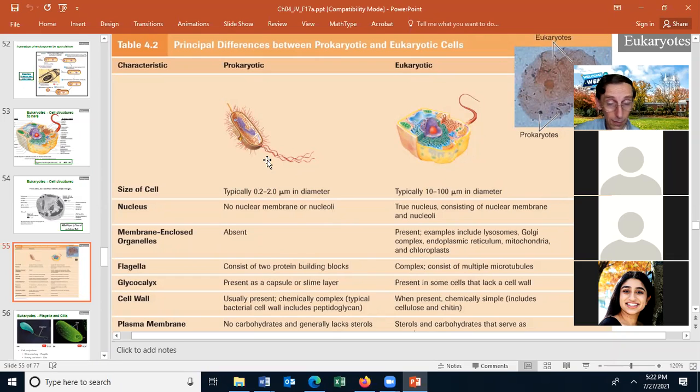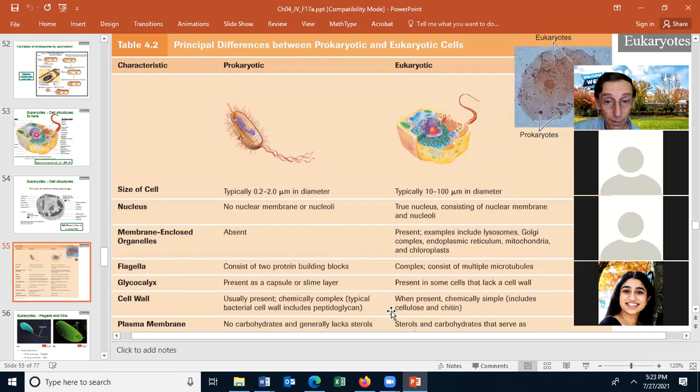The archaea are a little bit different, and there are some archaea that don't have a cell wall. But most prokaryotes have a cell wall. And then the eukaryotes, it depends on the kingdom whether they have a cell wall or not. Animals do not have a cell wall. Plants do have a cell wall. And then the protists, some do and some don't.